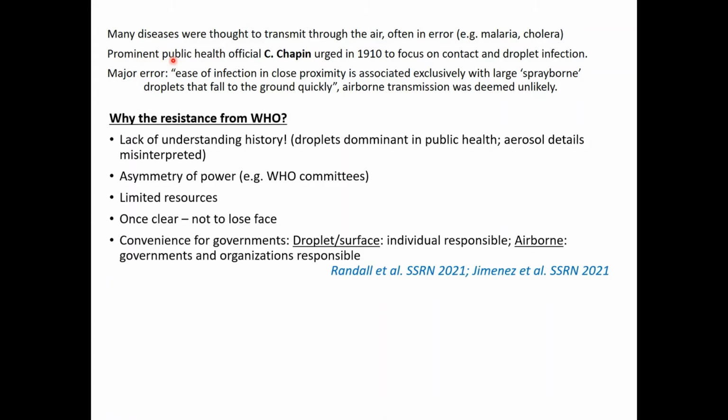Although we had already from the past 20 years a lot of data on influenza transmission, but of course there are differences between the two. There is also very likely power games between different WHO committees, and not to lose face. Once a big organization like WHO says, well, it's airborne, how can we say a few months later that we were wrong?